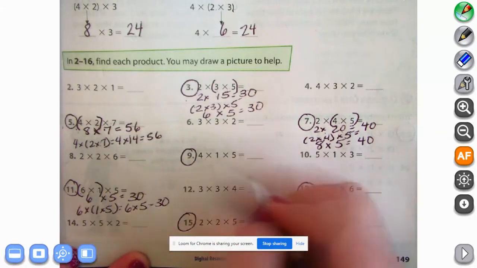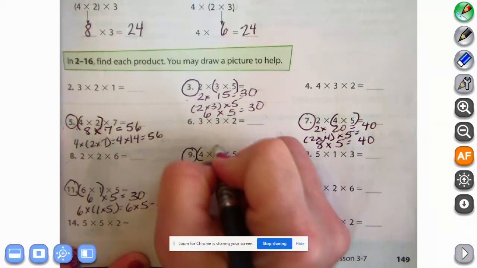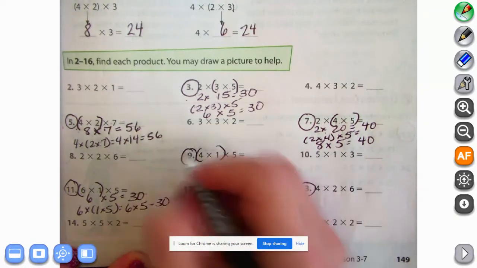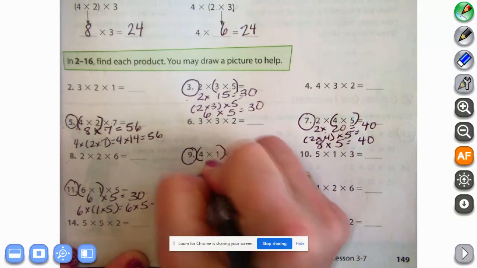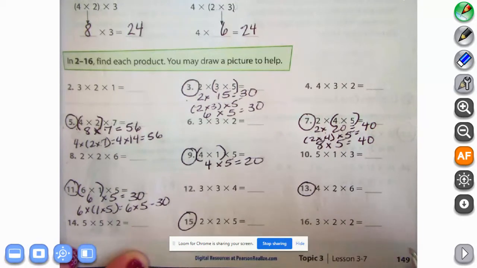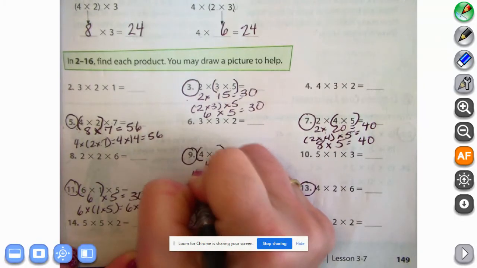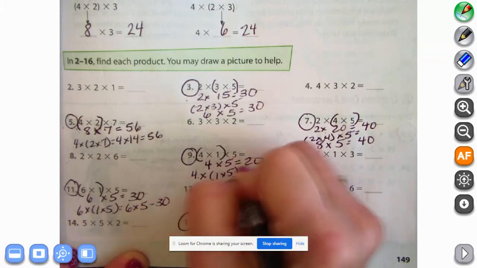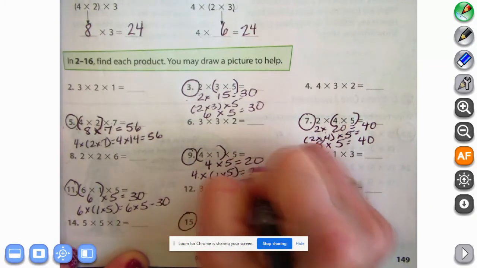I skipped one, didn't I? Look at that. All right, 4 times 1. Were you already thinking that? Like, Mrs. Martinez, if you could scream through the video, you forgot one. 4 times 1 is 4 times 5 equals 20. 4 times 1 times 5, this would be 5 equals 20.